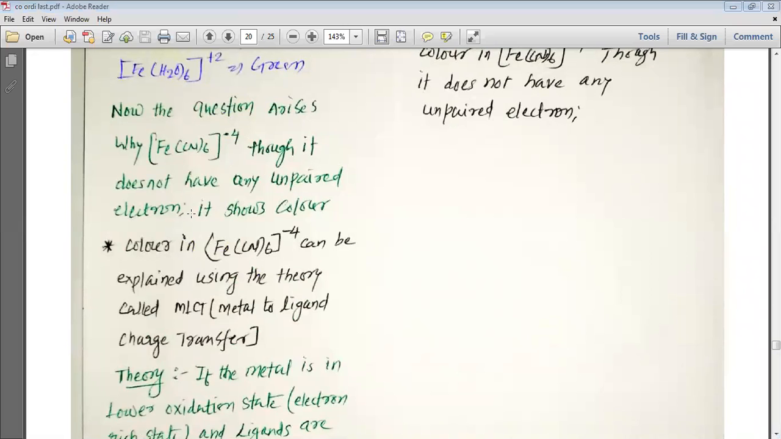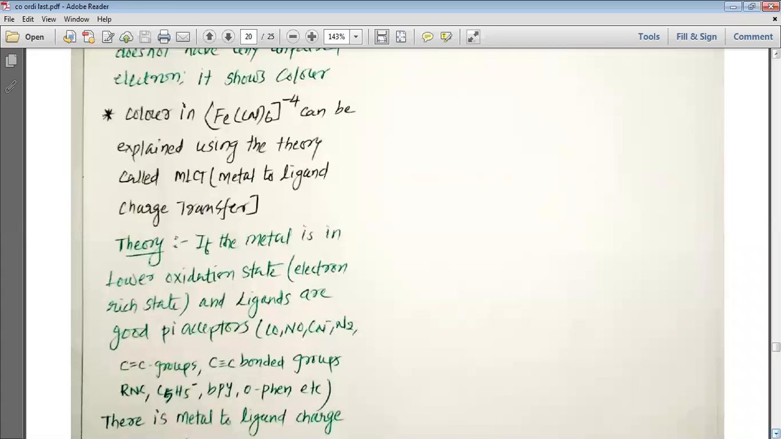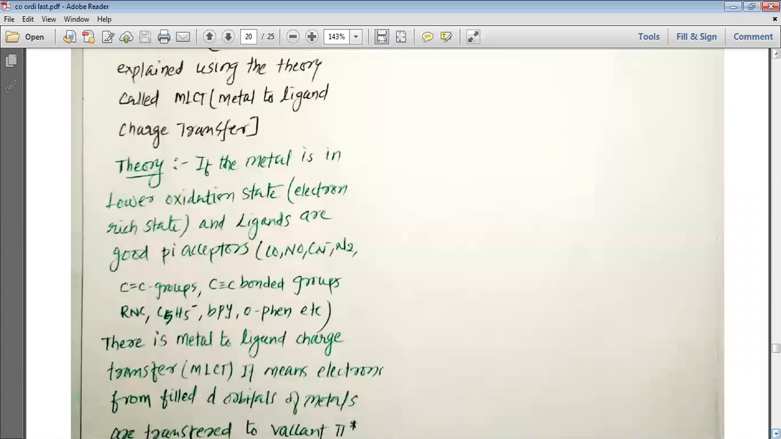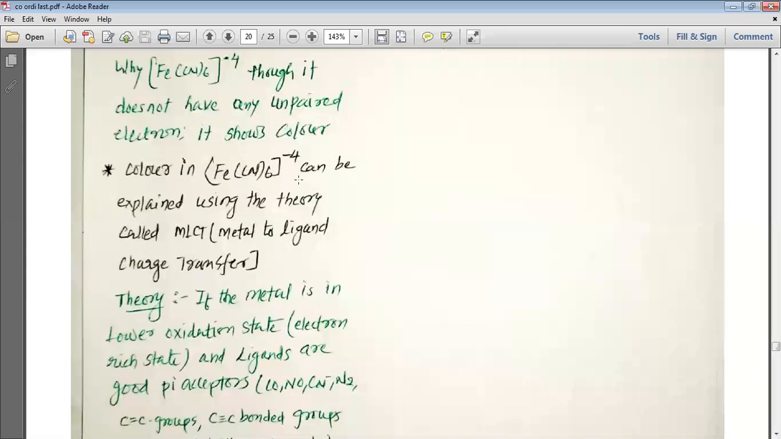So let us understand, my dear students, that this compound shows color, and the color in this compound is explained with a specific theory, and that theory we are going to study now. So what is the name of the theory and what is that theory? The color in [Fe(CN)6]4- can be explained using the theory called MLCT, metal to ligand charge transfer theory. What does this theory tell us?